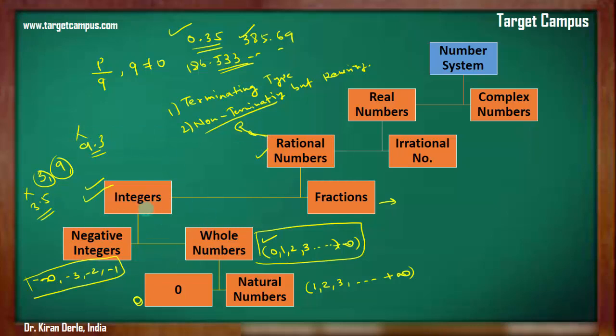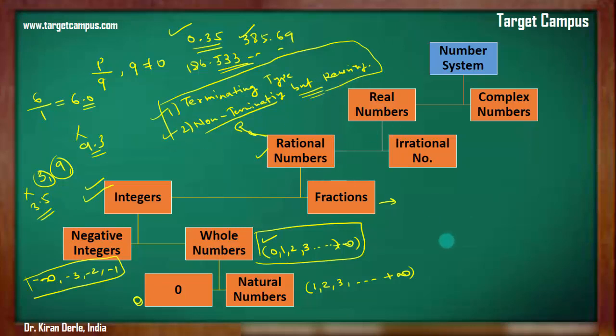All integers can be written in the form p by q, and they can be written as terminating decimals also. For example, 6 can be written as 6 by 1, where q is not equal to 0, and this can also be written as 6.0, a terminating decimal, right? That's why integers come under rational numbers, because of this property of rational numbers. They are of terminating type, or non-terminating but of recurring type.